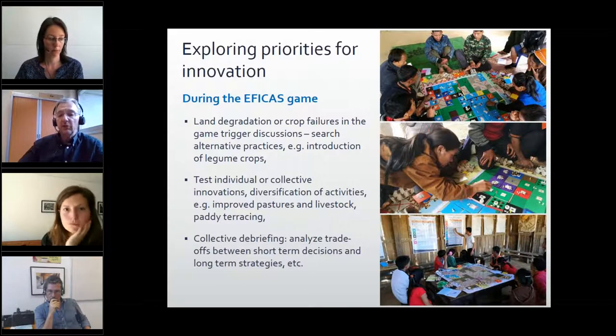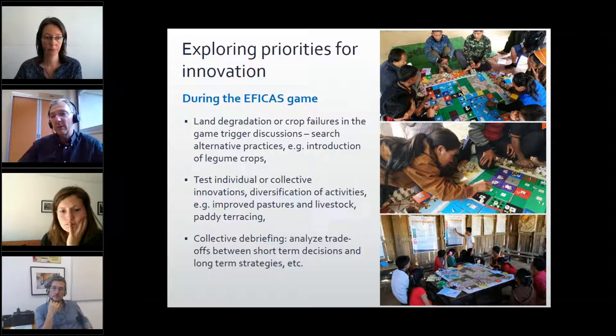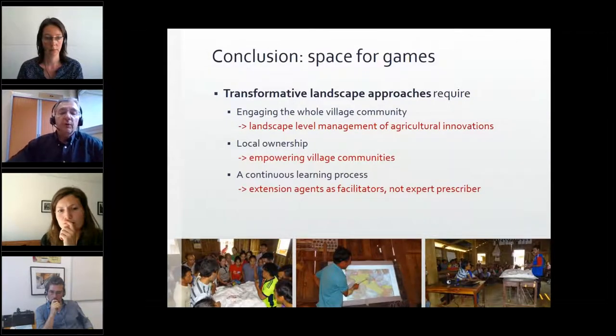And we were analyzing the trade-offs between the short-term decision on whether or not to grow hybrid maize, for example, like Christine presented before, or doing other activities. The conclusion we got from that process of engaging communities in the transformative landscape approach is that we need to find ways to engage the whole village community, not only the 8 players that we learn from and who learn from us in the process.